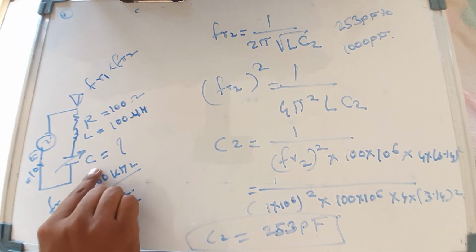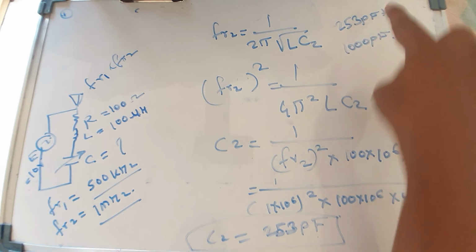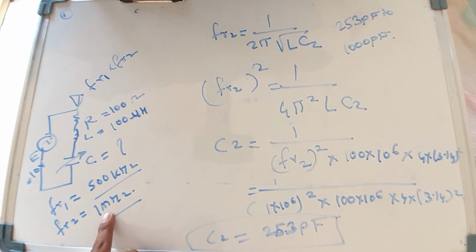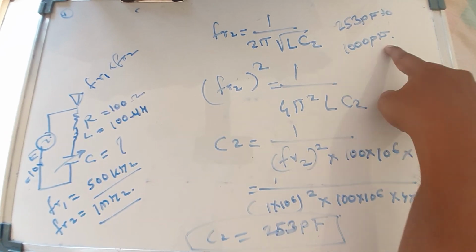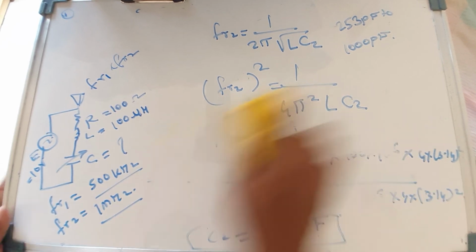For 253 picofarad the frequency is 1 megahertz, and for 1000 picofarad the frequency is 500 kilohertz. So here we saw how to find out the value of resonant frequency, and how to find out the value of capacitor for variable frequency. Thank you.